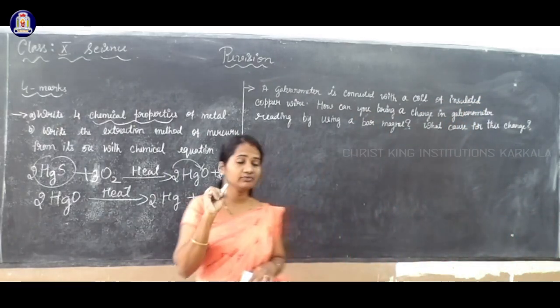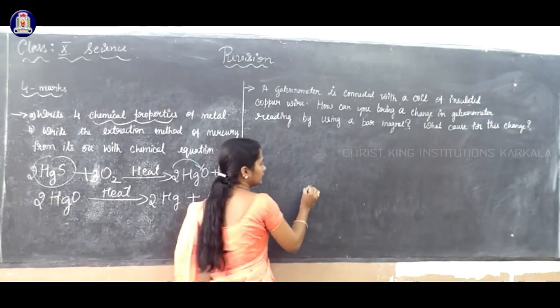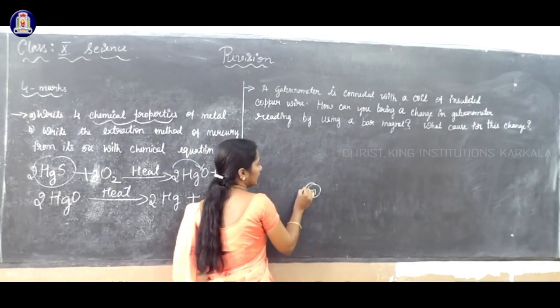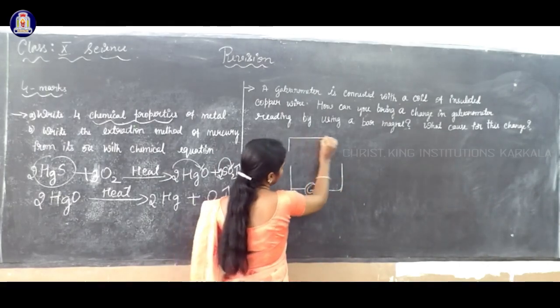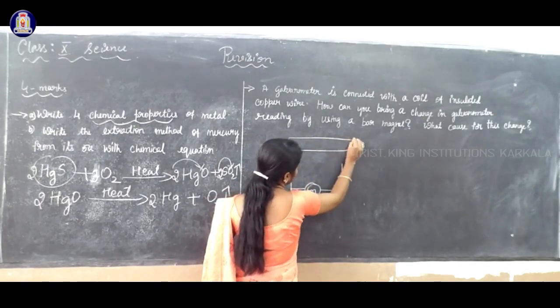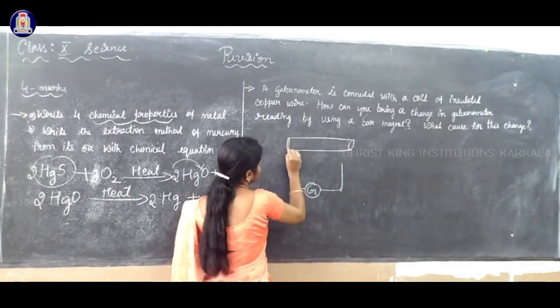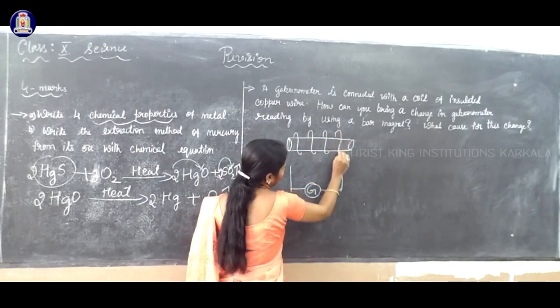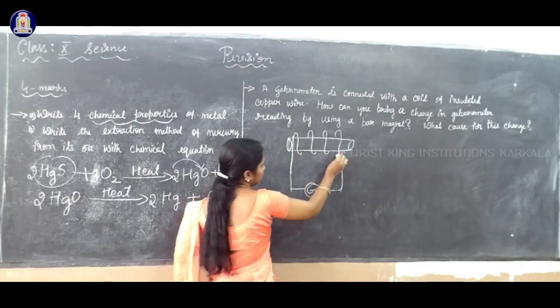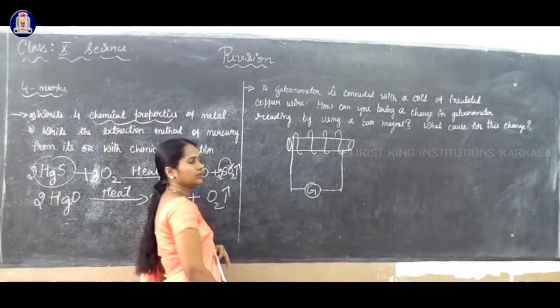Galvanometer is connected with the coil of insulated copper wire. Copper wires are put there. This is connected. So, do you remember this diagram?